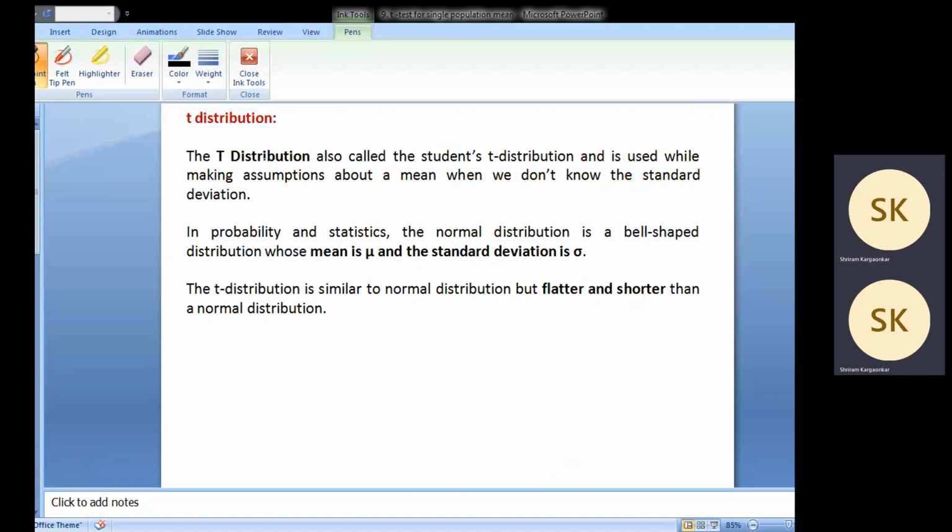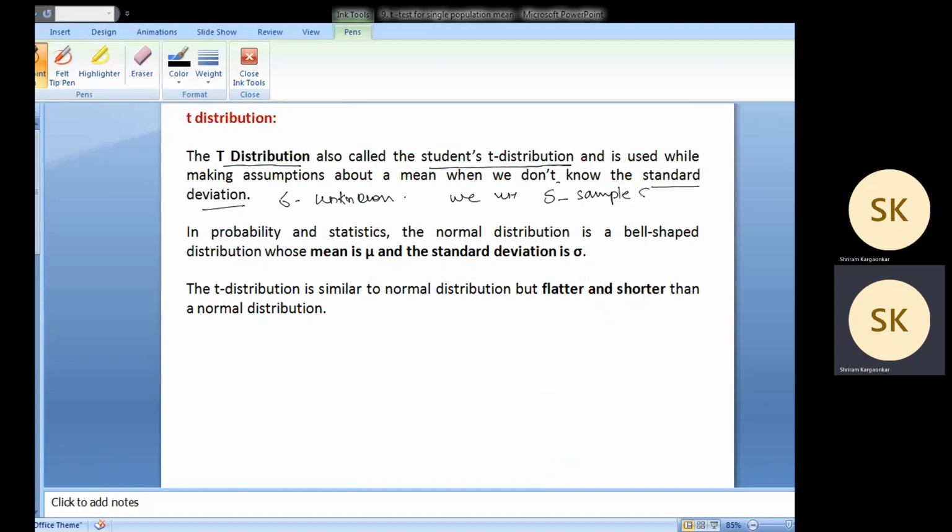Now let's have an idea about the t distribution. The t distribution is also called the student's t distribution, and is used while making assumptions about the mean when we don't know the standard deviation. Here the population standard deviation is unknown, and we use an estimate of it, the sample standard deviation. In probability and statistics, the normal distribution is a bell-shaped distribution whose mean is mu and standard deviation is sigma.